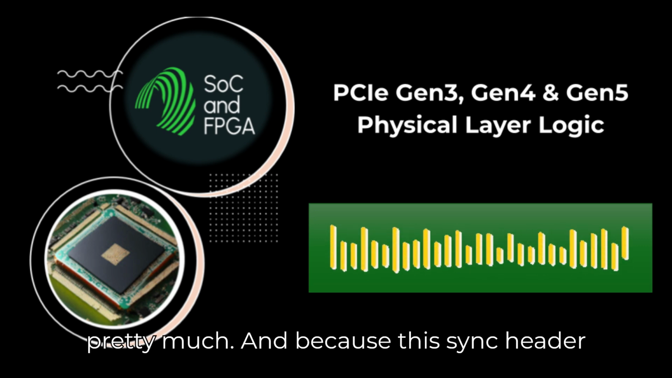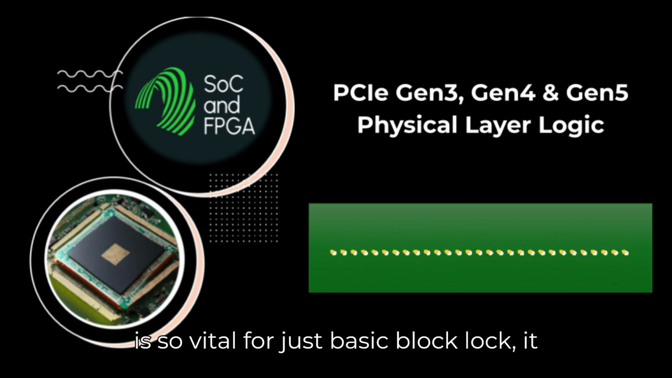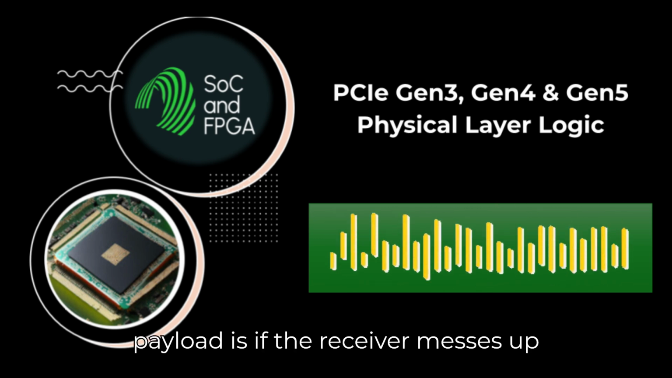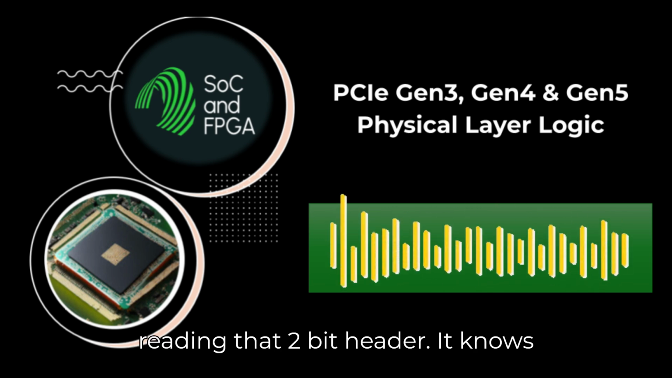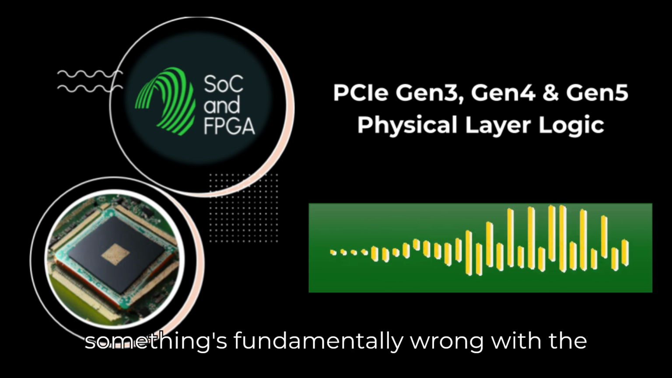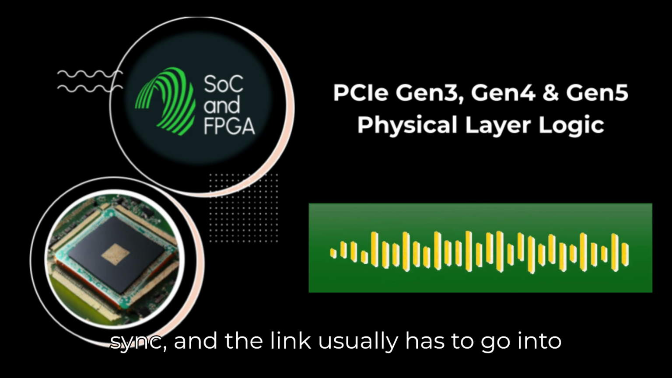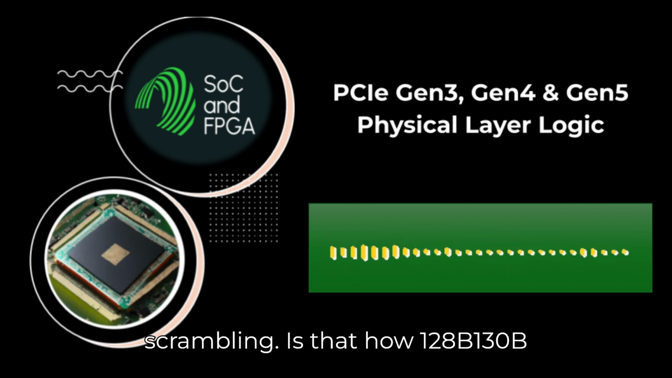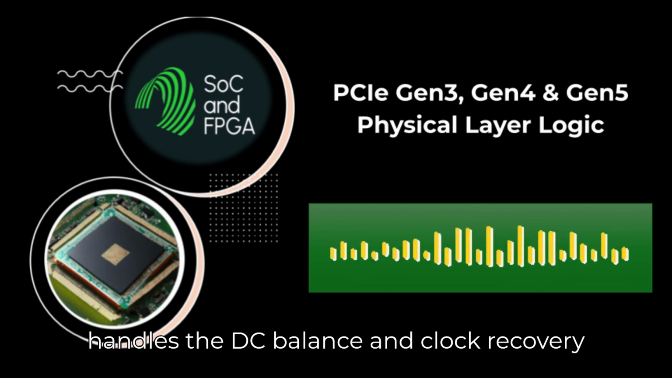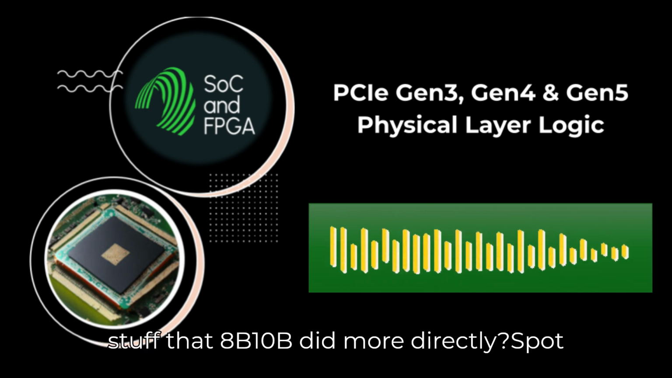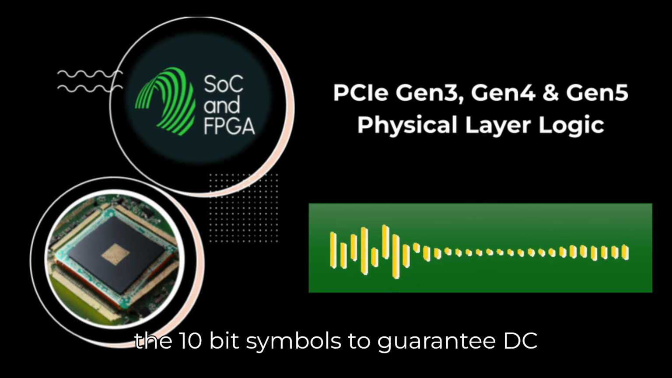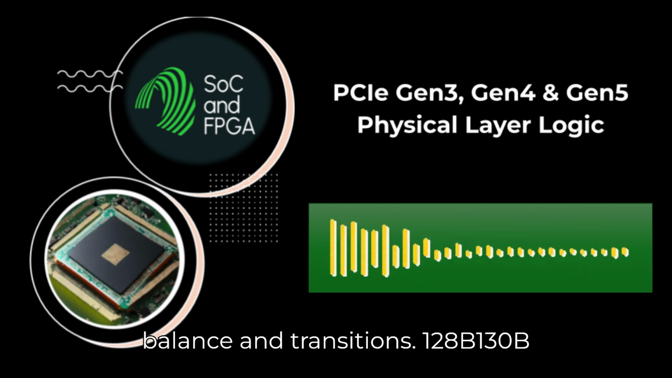Pretty much. And because this sync header is so vital for just basic block lock, it actually isn't scrambled like the data payload is. Oh, okay. If the receiver messes up reading that 2-bit header, it knows something's fundamentally wrong with the sync, and the link usually has to go into recovery to reestablish it. You mentioned scrambling. Is that how 128B/130B handles the DC balance and clock recovery stuff that 8B10B did more directly? Spot on. 8B10B had deterministic rules within the 10-bit symbols to guarantee DC balance and transitions.